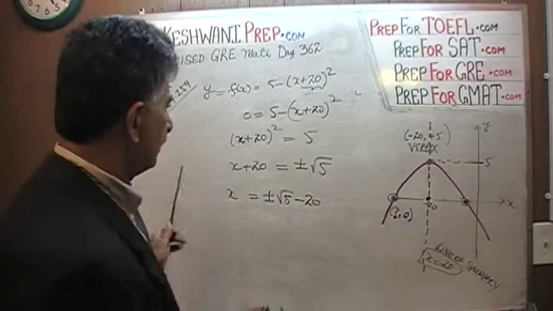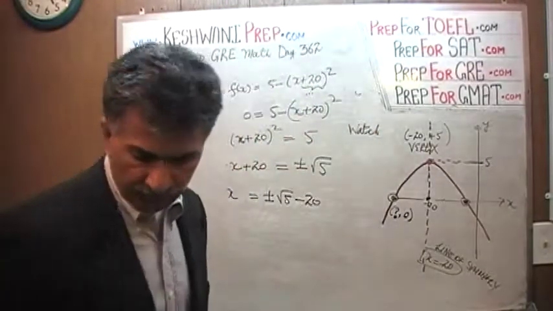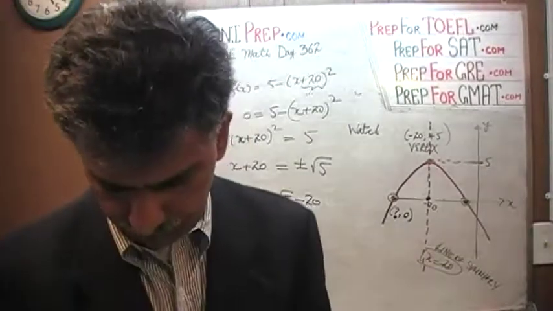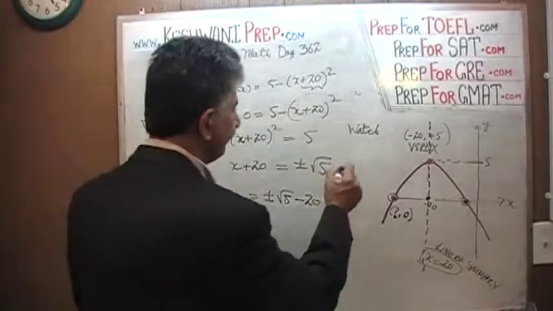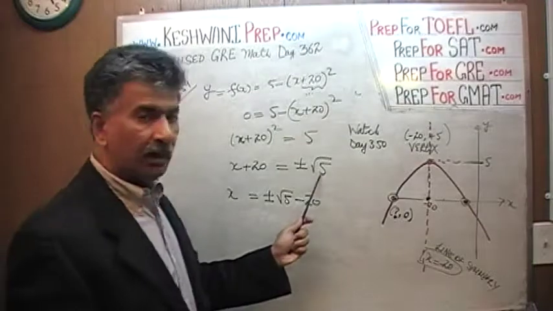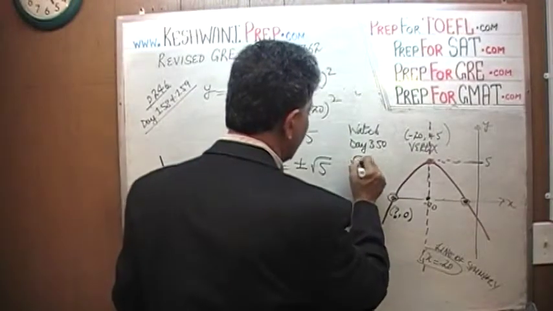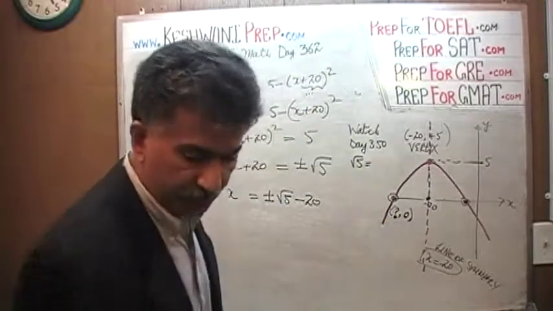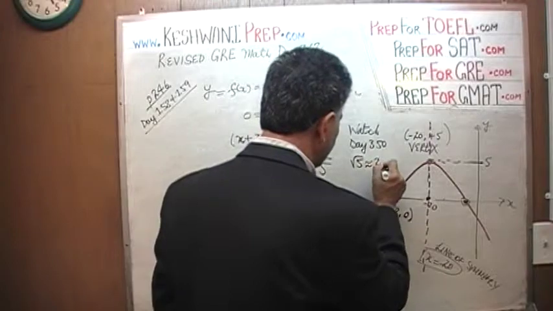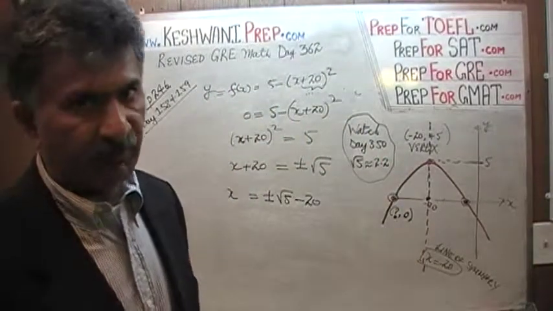What I want you to do is watch day number 350. And what I'm talking about appears towards the end of this video. Watch day number 350, and there you will learn what the square root of 5 is. There you will learn the square root of 5 is approximately 2.2. And if you watch this entire video, you will know why I'm making such a big fuss about it.